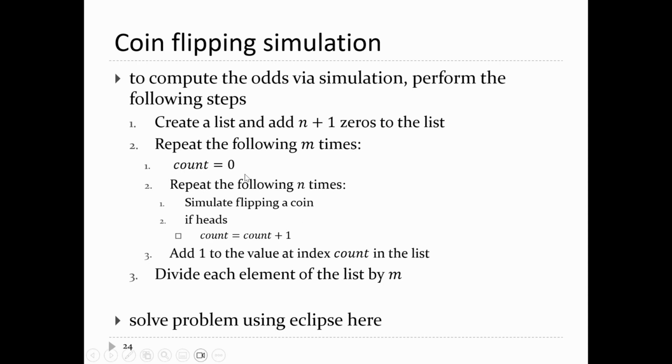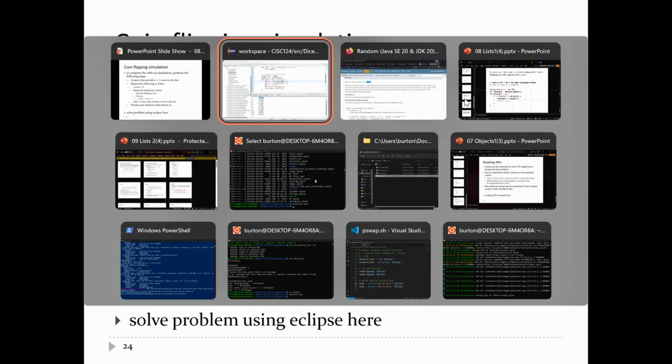I'm now going to go into my list, look at index count of the list, and add 1 to whatever value is sitting there. Almost exactly the same as the previous example, except now there's a nested loop. If you want the odds, divide each element in the list by m. Again, making sure that you do the division using floating point arithmetic.